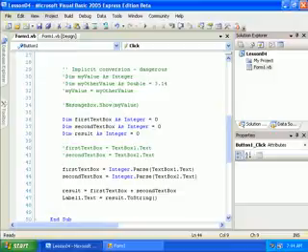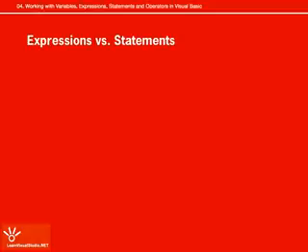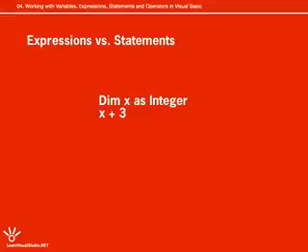Let's finish up this lesson with some terminology that we're going to need for the next lesson. Now, we've written a few lines of code so far, but what makes for a well-formed line of code from the Visual Basic compiler's perspective? If we were to write a line of code that looked like this, Dim x As Integer, and then the next line, x + 3. Now if we were to try to compile these two lines of code, we would get an error.